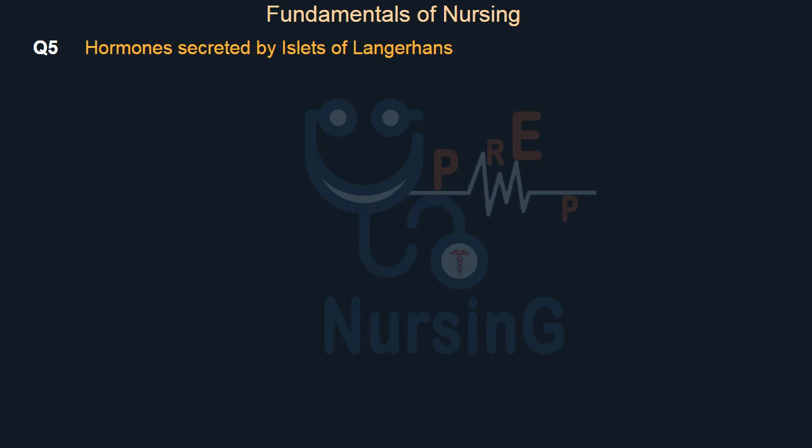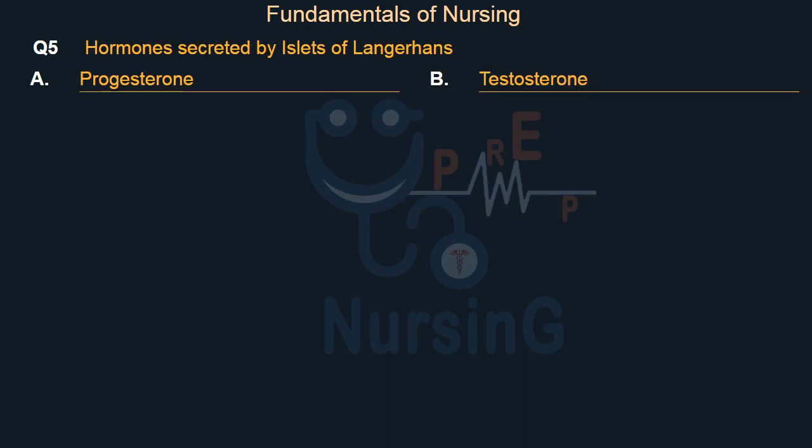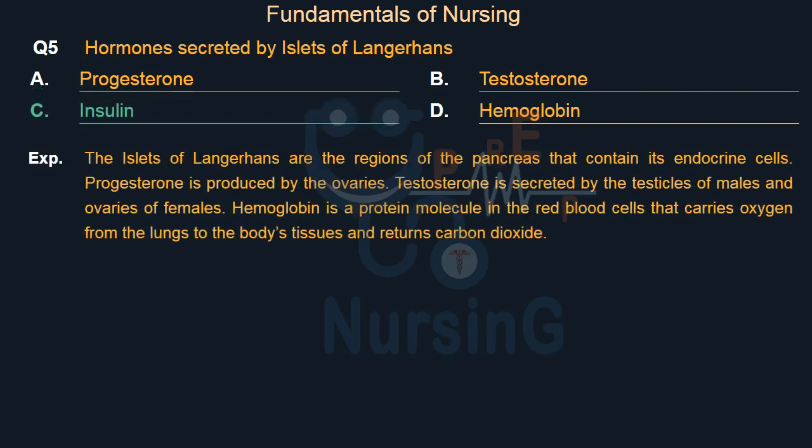Hormones secreted by islets of Langerhans. Option A, progesterone. Option B, testosterone. Option C, insulin. Option D, hemoglobin. Right answer is option C, insulin.